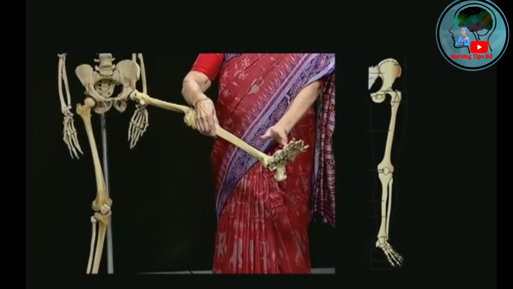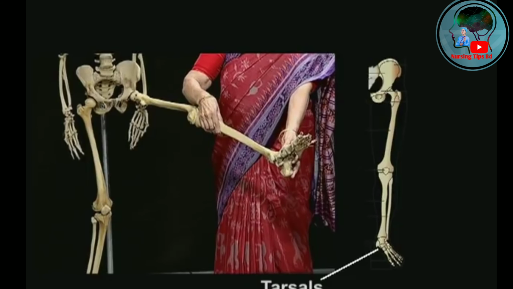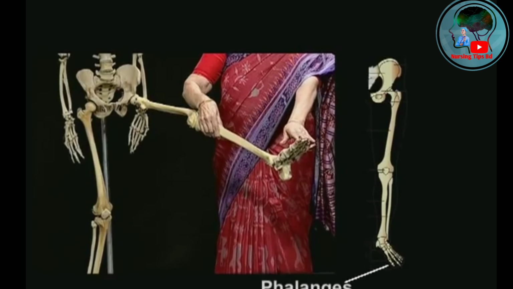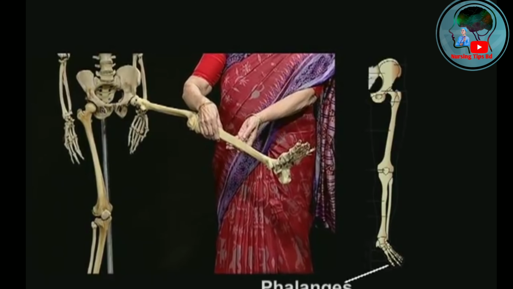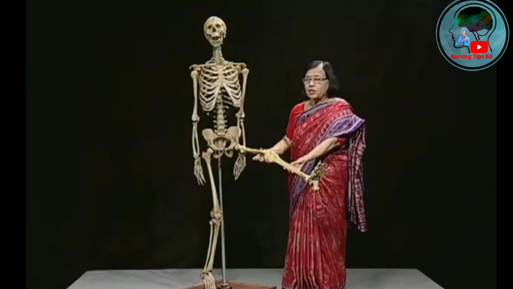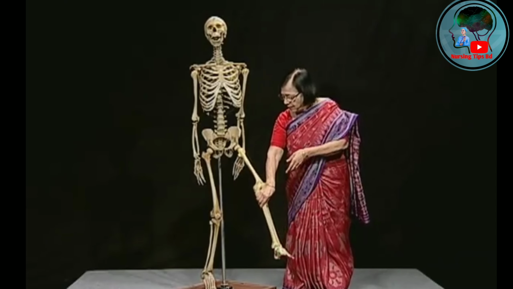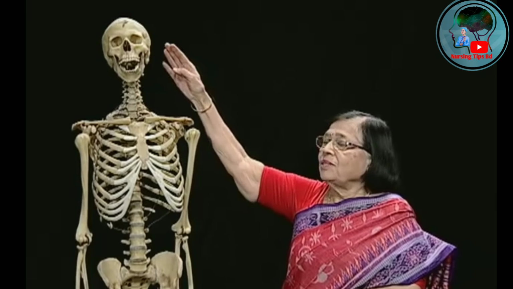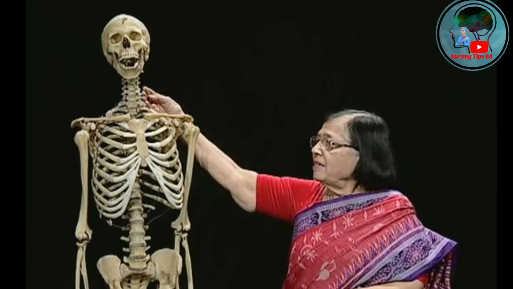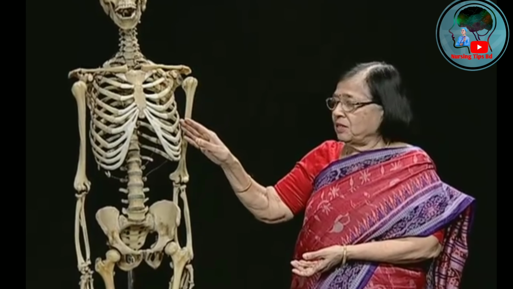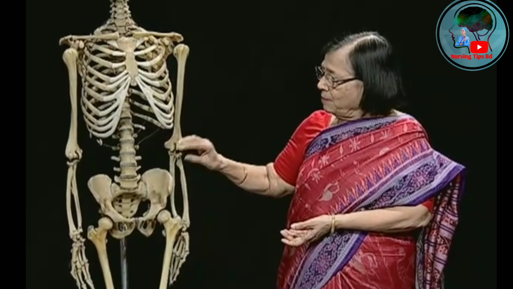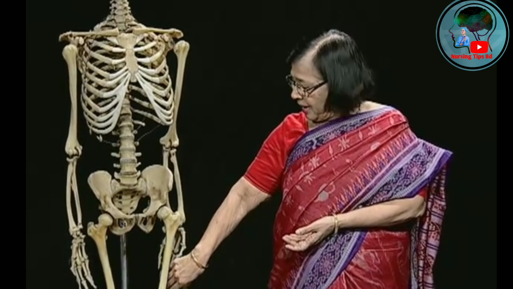Similarly, like in the forelimb, it has 8 tarsals, then 5 metatarsals in the feet and then 14 phalanges or digits, that makes it 30. So, the leg also has 30 bones. With this, we have understood the skull, the neck area, the vertebral column, the rib cage, the pectoral girdle, the forelimb, pelvic girdle and the hind limb, and the importance of all these bones in our body.